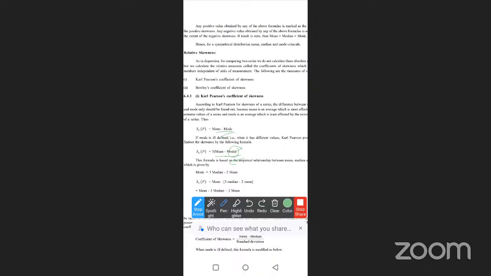I will rectify where the mistake is given and I will give the correct values. Now here Sk is equal to 3 into mean minus mode by sigma. You should write here Sk is equal to 3 into mean minus median by sigma. So if the maximum frequency repeated only one time in the distribution, you can use this formula, mean minus mode by sigma. If the maximum frequency repeated more than one time, you can use this formula, 3 into mean minus median by sigma.